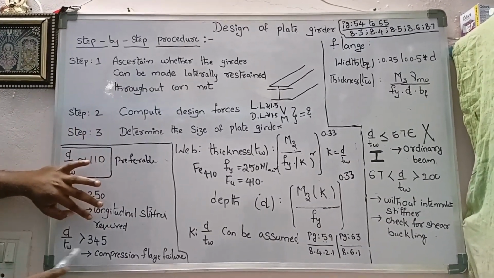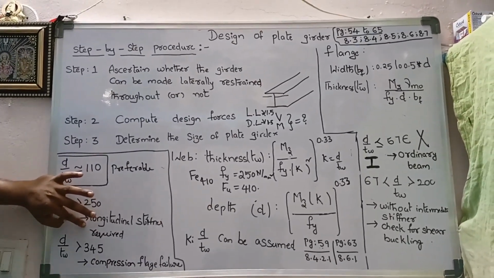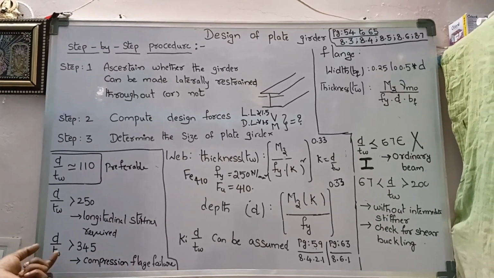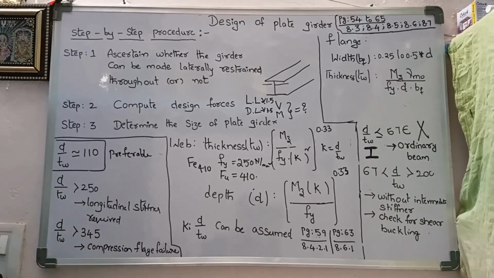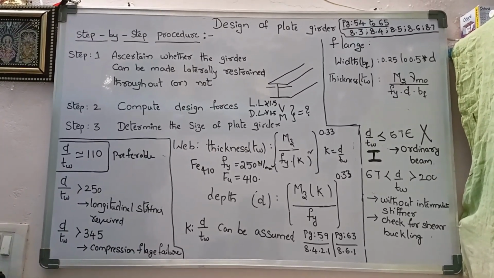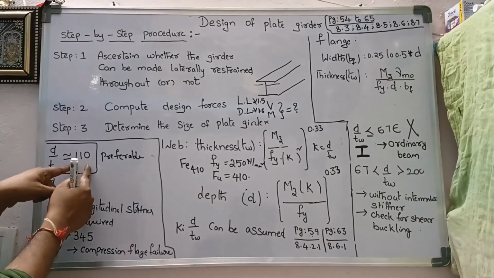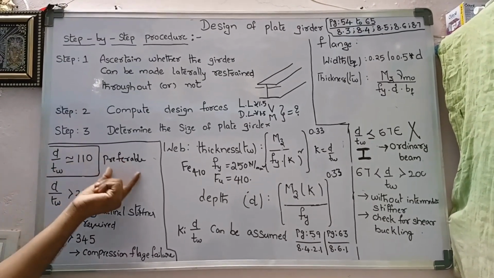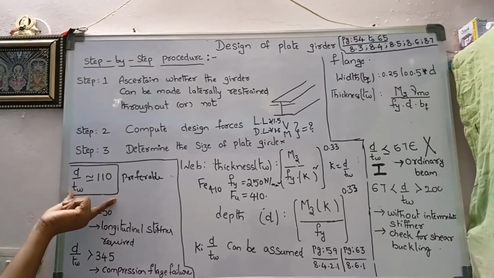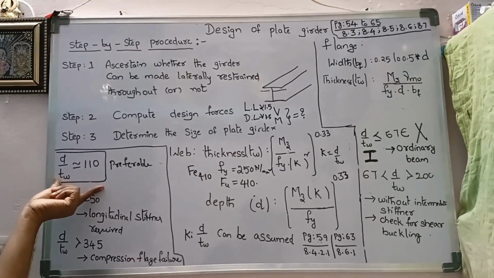If you assume d by tw value greater than 345, the compression flange fails. That's why you should not increase the d by tw value. It is suggested that d by tw value should be approximately equal to 100 or 110. It is preferable to take d by tw value approximately equal to 100, 110.